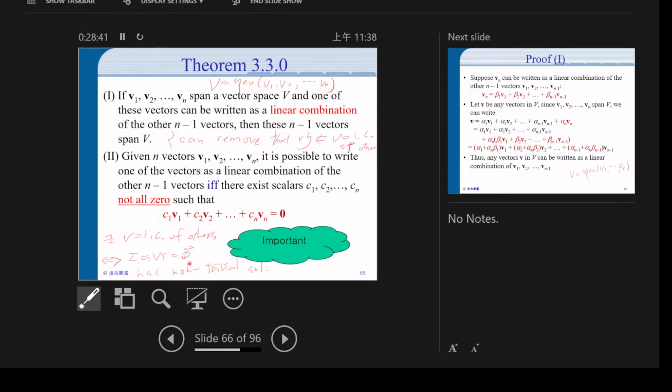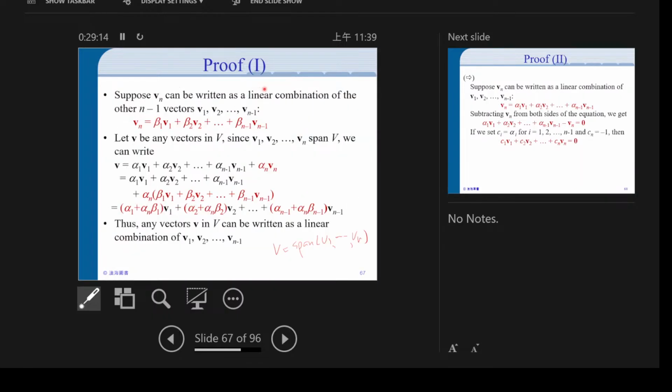So whenever you have a dependency, so you have a non-trivial solution of this thing, then you know that there is some V that can be written as a linear combination of others, and then you know our set is not a minimal spanning set because you can remove that small v from your vector space V. Okay, so that's kind of the idea, and let's see the proof.